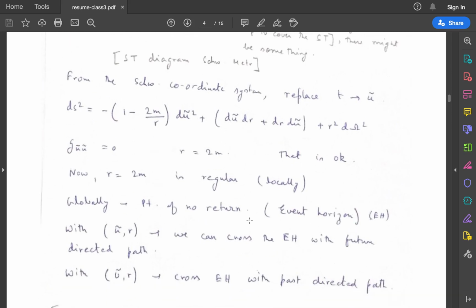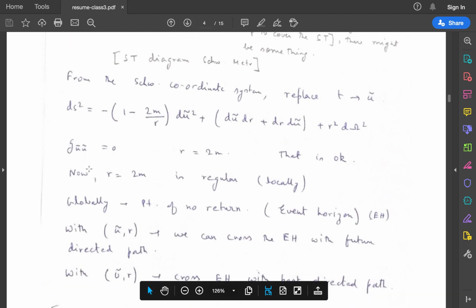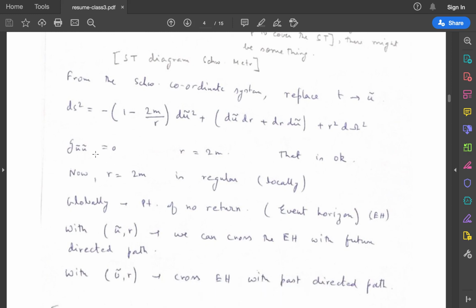So you see that in this coordinate, at r equal to twice m, g 0 0, the 0 0 component, is 0, but that is okay. There is nothing harmful about it, as long as it doesn't blow up, it's not a very serious issue. Now r equal to 2m is regular locally. In this coordinate system there is no discontinuity, no jump, and we can cross r equal to 2m very smoothly if I go along this path.